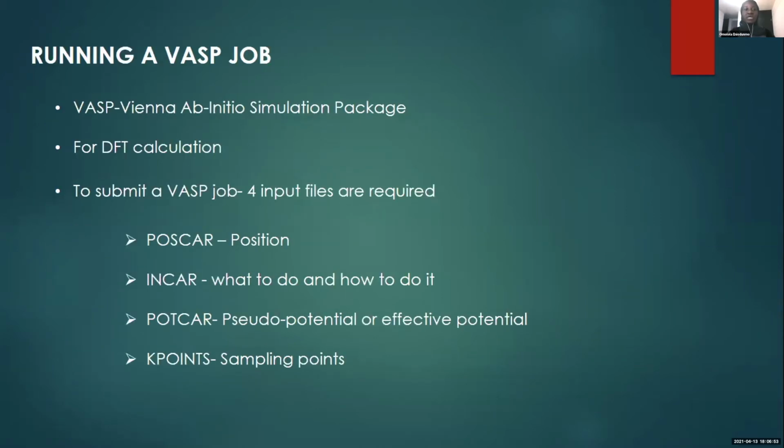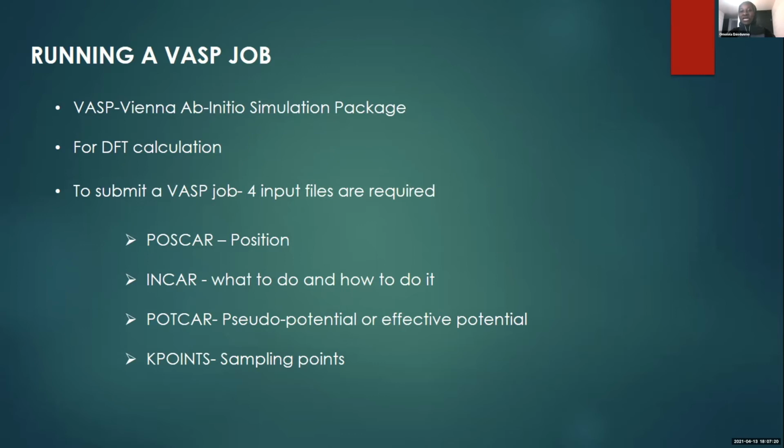VASP is the Vienna Ab Initio Simulation Package. Vienna because it was licensed by the University of Vienna. Ab initio is a Latin phrase that means from first principles, from the beginning. Now, ab initio means from first principles because VASP helps us to solve the Schrodinger equation from the first principles. Now, VASP helps you to do DFT calculations, and for you to do that, you require 4 input files.